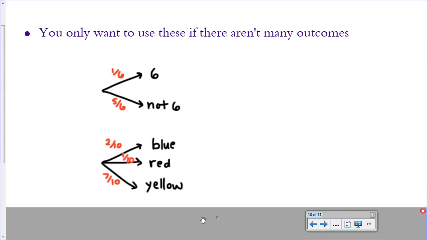It's either blue, red, or yellow, and you can list the probabilities along the branches. What you don't want to do is something that has 6 possible outcomes. Like I roll a dice and I want to know the probability of getting a 2.